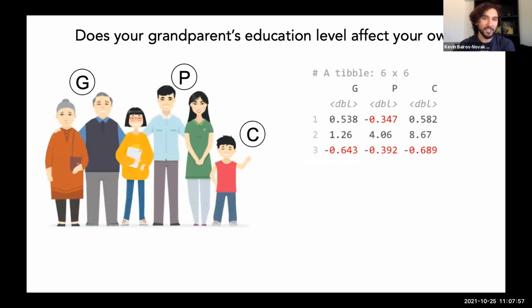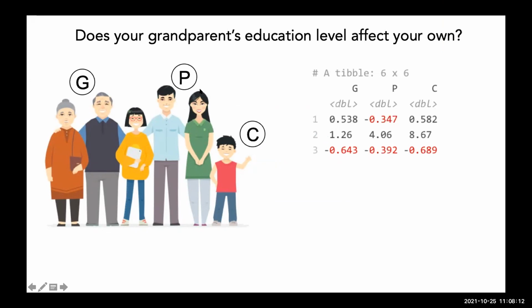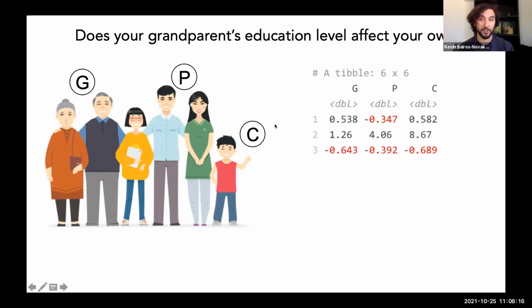Okay, cool. So a third example, which has also been found in many studies: does your grandparents' education level affect your own? Whatever level of education your grandparents obtained, I've marked as G. You've also got your parents' education level as P, and the child's education level that they later attain throughout life.